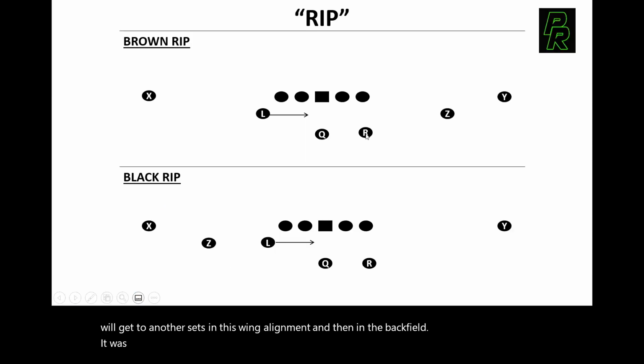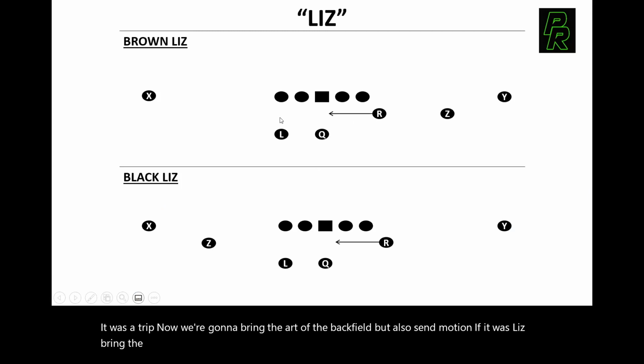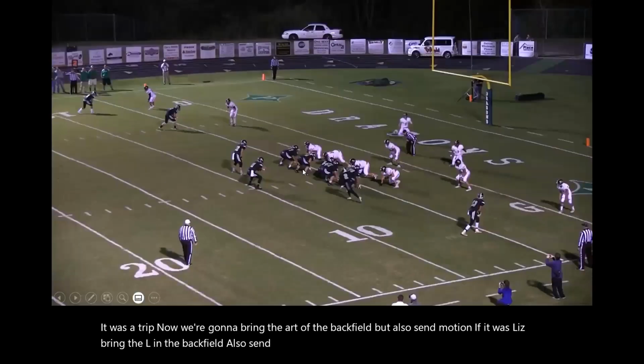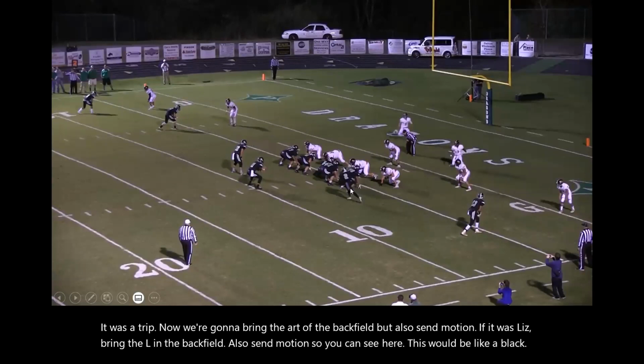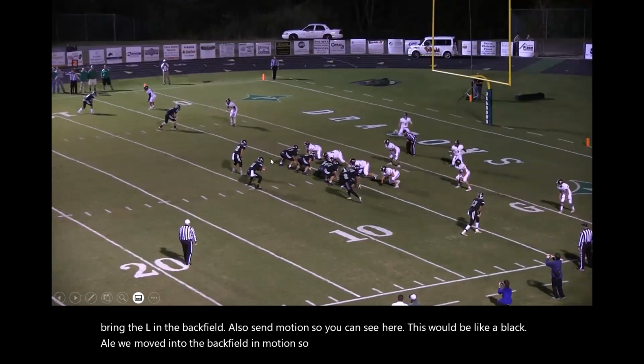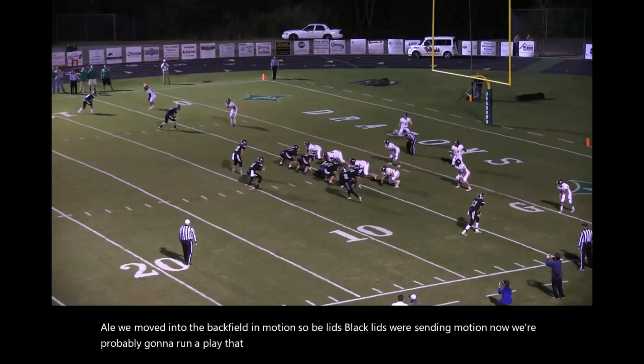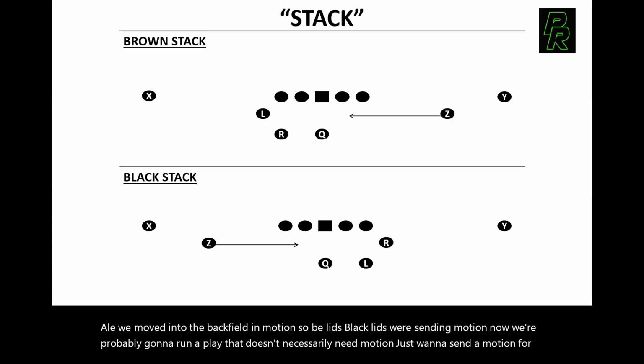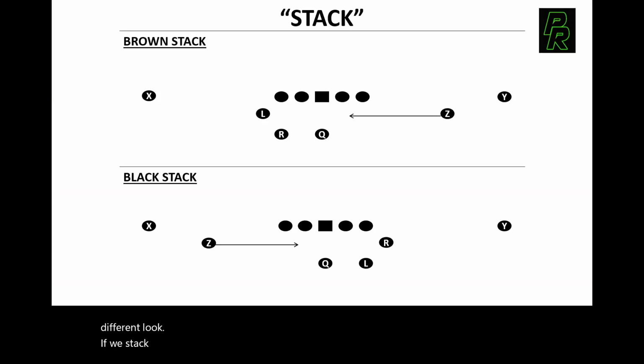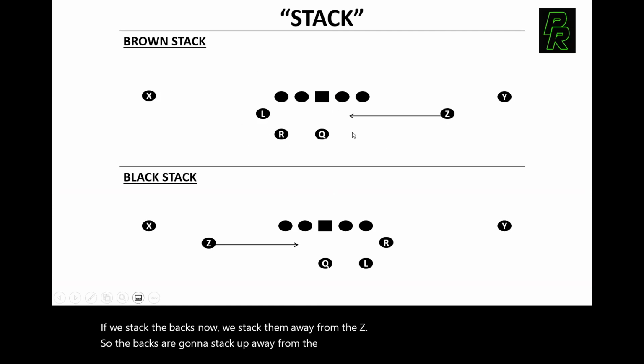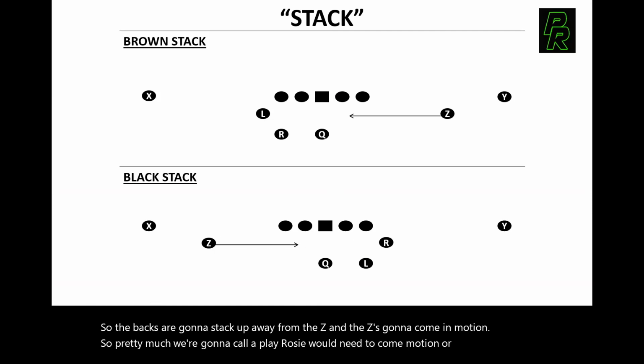If we say rip, now we're going to bring the R to the backfield, but also send motion. If it was Liz, bring the L in the backfield, also send motion. So you can see here, this would be like black L. We moved into the backfield in motion, so it'd be Liz, black Liz. We're sending motion. Now we're probably going to run a play that doesn't necessarily need motion. We just want to send the motion for a different look. If we stack the backs, now we stack them away from the Z. So the backs are going to stack up away from the Z, and the Z is going to come in motion. So pretty much we're going to call a play where the Z would need to come in motion, or they're going to come anyway. So just to give a different look.